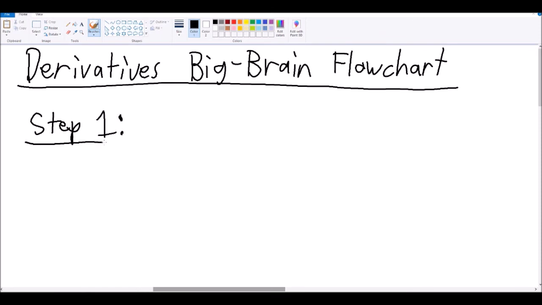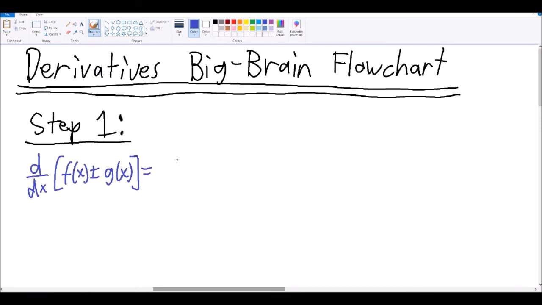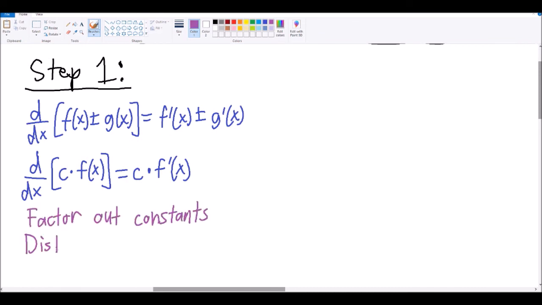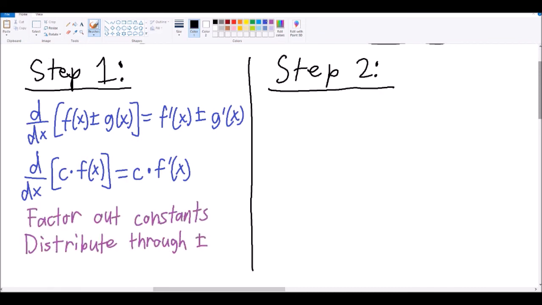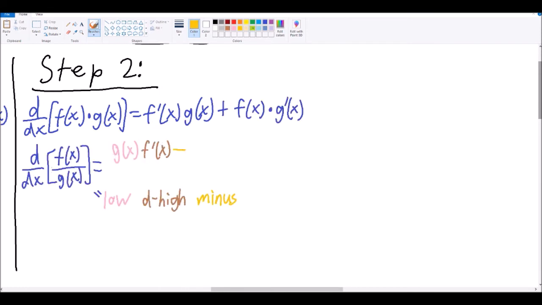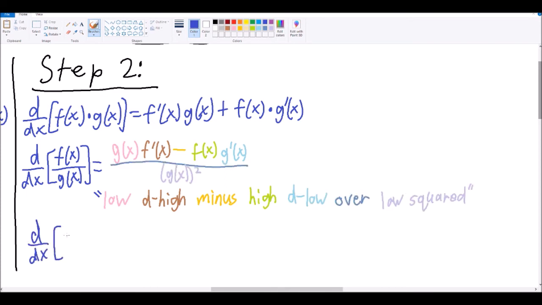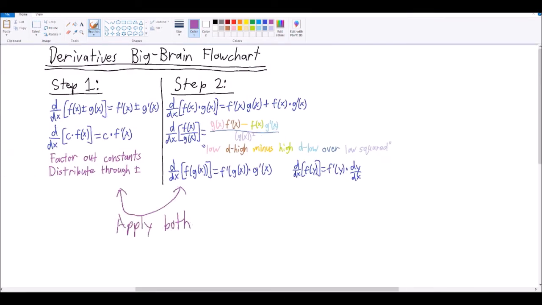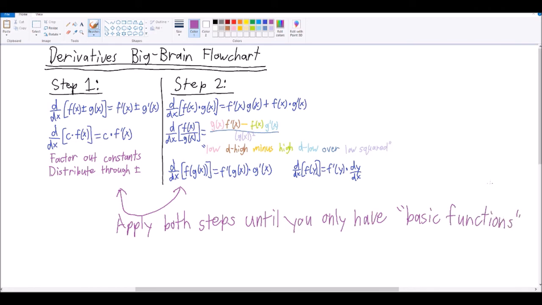Step 1 is to distribute the derivative through addition and subtraction and move any constants outside each derivative. Step 2. Apply the product rule, quotient rule, and chain rule wherever it's applicable over and over and over until you get down to a basic function, like e to the x or x squared or something like that. And this is also the step where implicit differentiation is used.